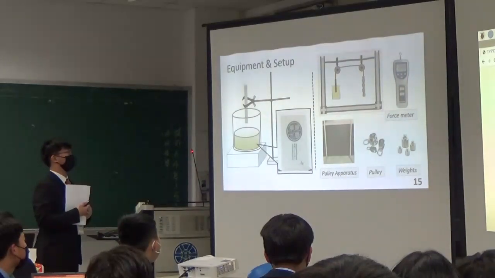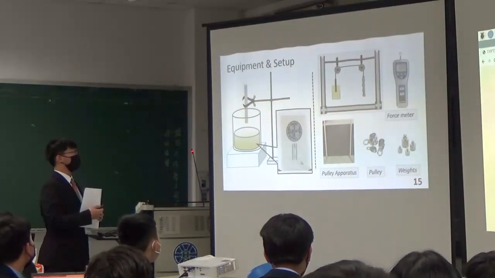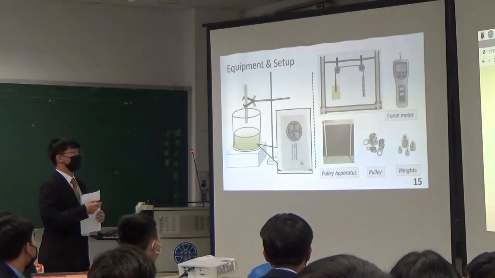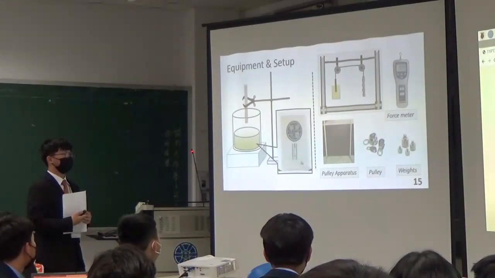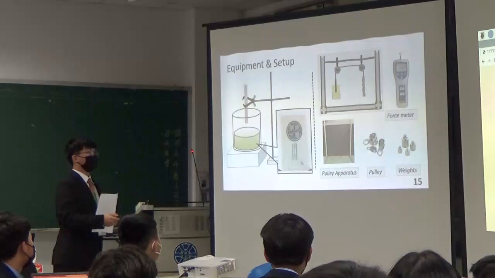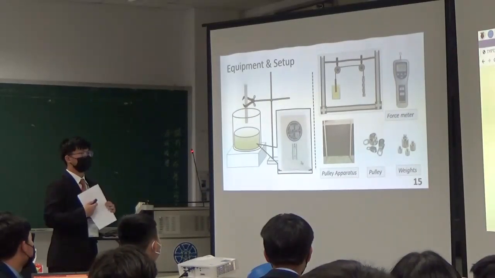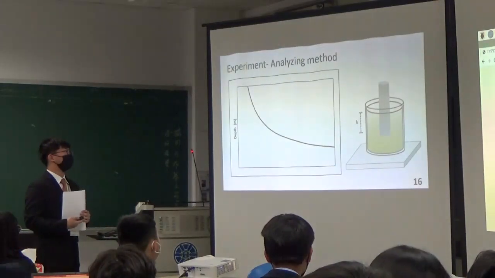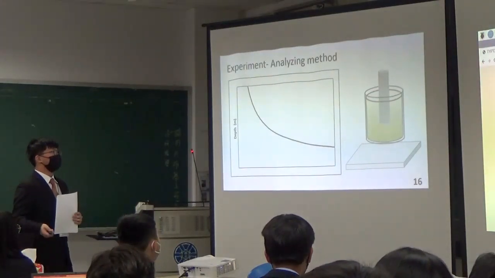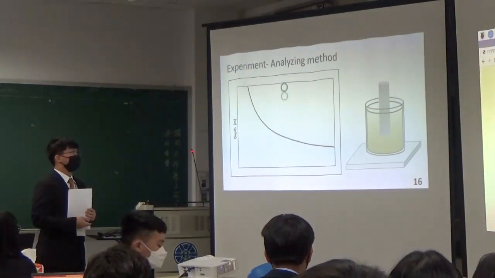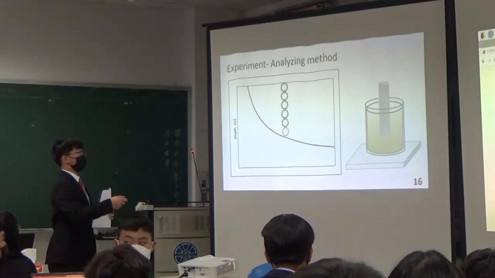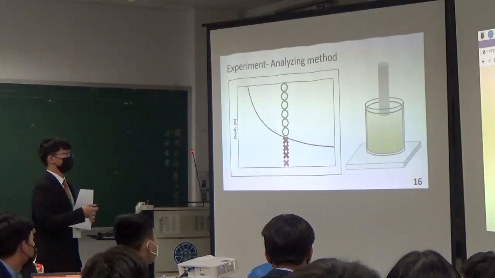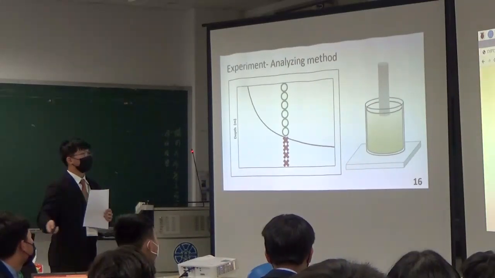So here's our experimental setup. I use the clip to control the depth of immersion, and use a pulley apparatus to do the experiment. And I use the force meter and weight to ensure that the lifting force is constant. And here's our analyzing method. When we pull out the container successfully, we mark a circle on the graph. However, if the rod slips out of the vessel, we mark a cross on the graph.